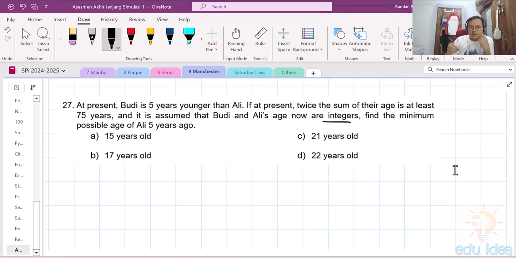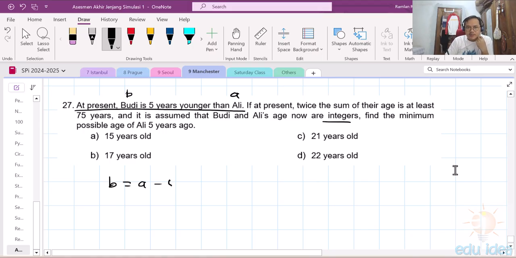So let's write down the equation. Now in here, you don't know Ali's age and you don't know Budi's age right now. So you have two variables there. Most of the time, if you have two variables, you will use a system of equations. Now let's write down the first equation from the first sentence here. Let's name Budi's age now as B, and Ali's age now as A. So I can write this down as B equals A minus 5, right? Because Budi is 5 years younger than Ali, so it's Ali's age minus 5.